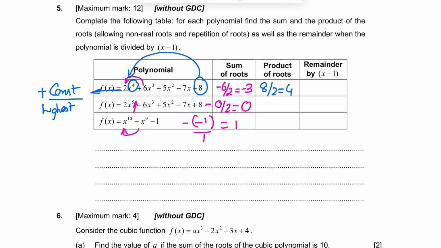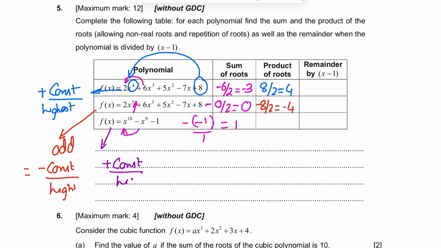And in case of an odd number, it is going to be minus constant upon the highest coefficient. So it is minus 8 upon 2, which is negative 4. Now again, 10 is going to be an even number. When it is an even number, plus constant upon the highest coefficient. So the plus constant is nothing but minus 1 upon 1, which is going to be minus 1.